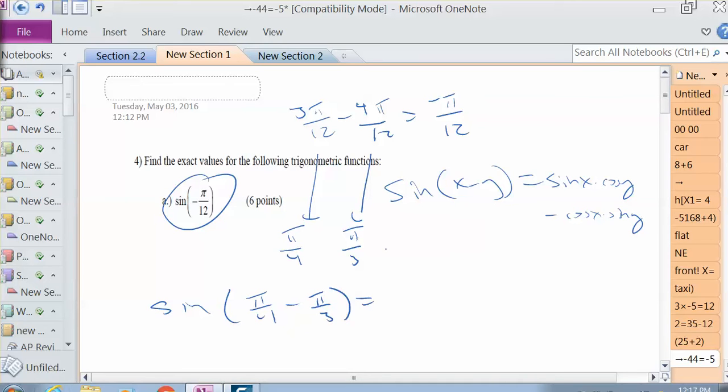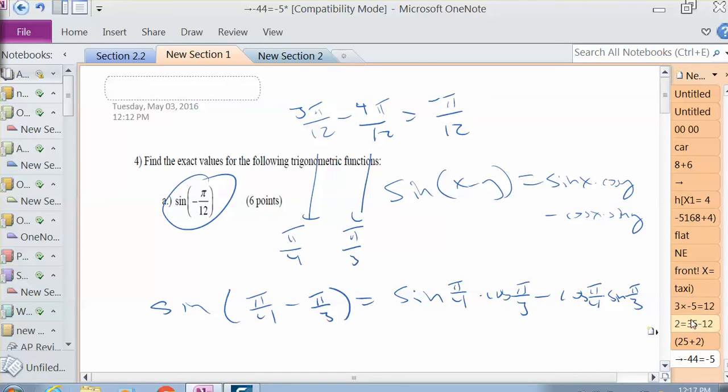And I just plug it into the other side. So remember, x and y are my angles, right? Our angles are pi over 4 and pi over 3. And then you just use unit circle knowledge, and you'll have the answer. Should be pretty straightforward.